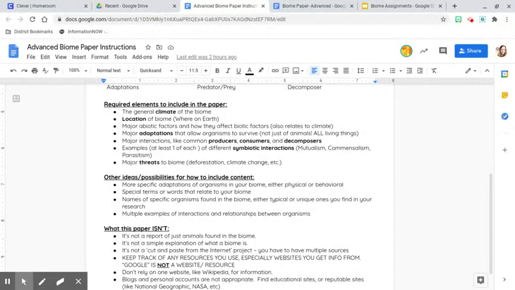Major adaptations that allow organisms to survive. So this part is not just the animals. Make sure you talk about all the living things, okay? Major interactions like common producers, consumers, and decomposers. So the producers are the bottom of the pyramid. Okay, they produce the energy and the food. Consumers eat it, and decomposers break down what is left over after the consumers have died.